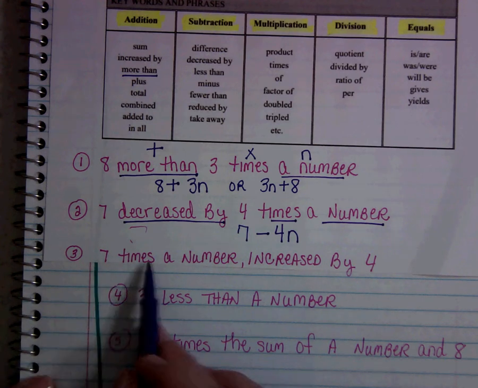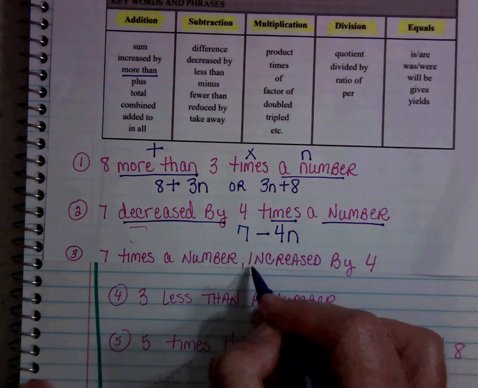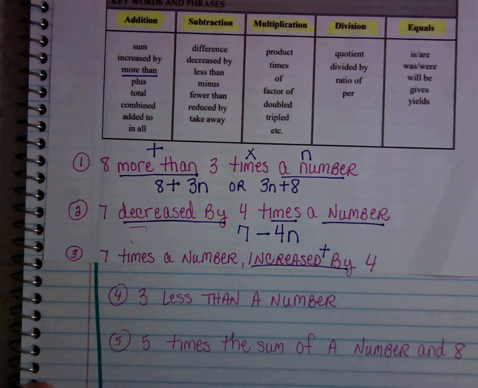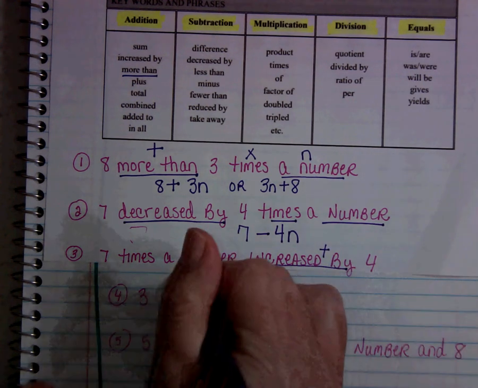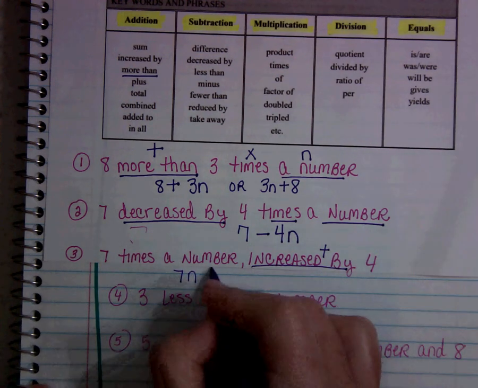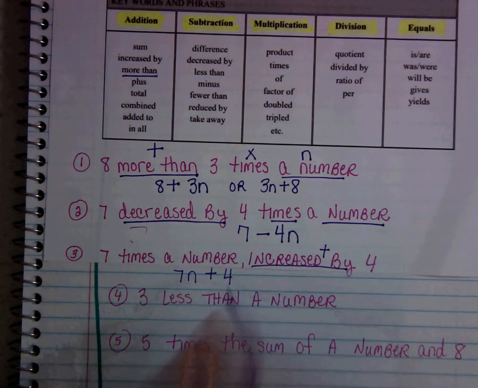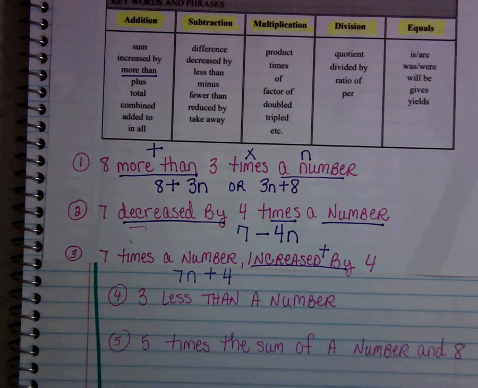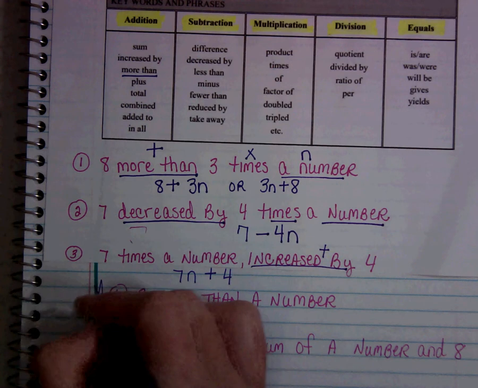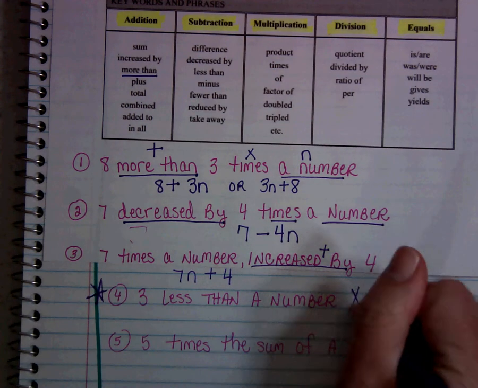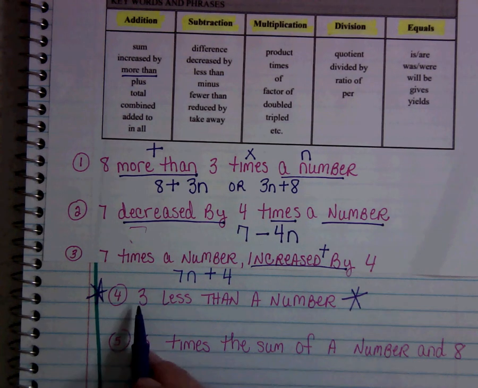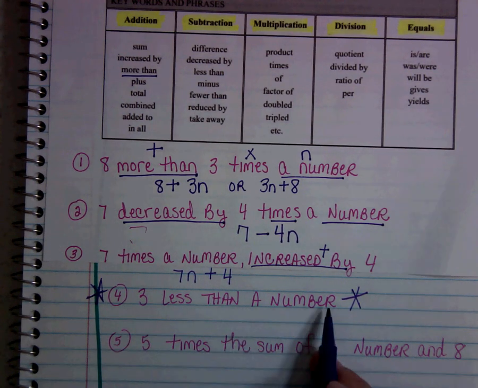Okay, here's another one. 7 times a number increased by, that means to add, 4. Okay, so we would write 7n or 7x or whatever, plus 4. Okay, here's number 4. Now this one is super, super important. Star this one. Okay, because this one is tricky. 3 less than a number.